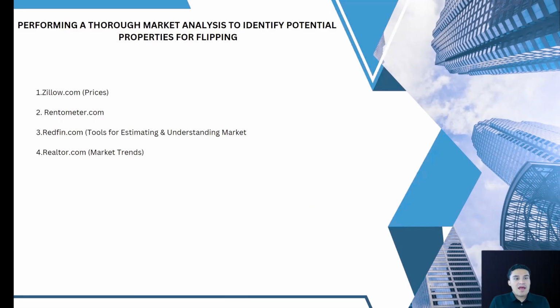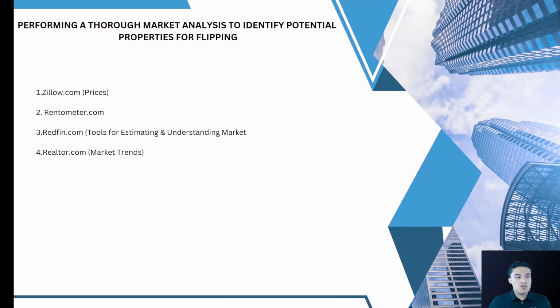So, performing a thorough market analysis to identify potential properties for flipping, we're going to use resources such as Zillow, because on Zillow you're going to be able to see the prices that the properties are going for. There's also Redfin and realtor.com where you can find the properties, but specifically I would rather use Zillow for that purpose.